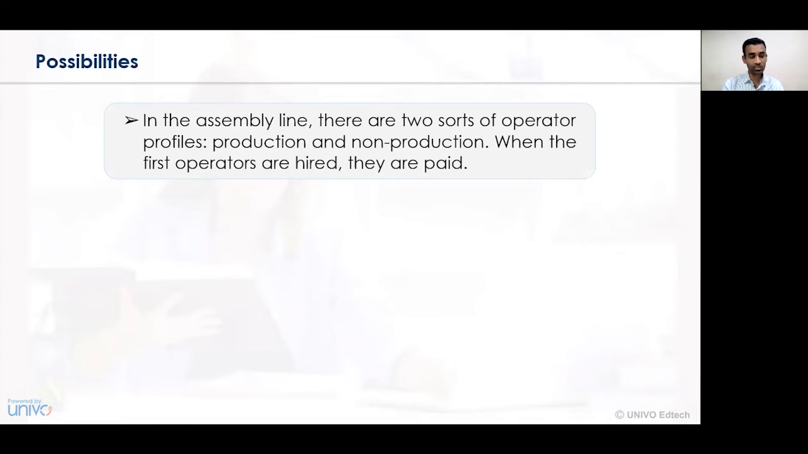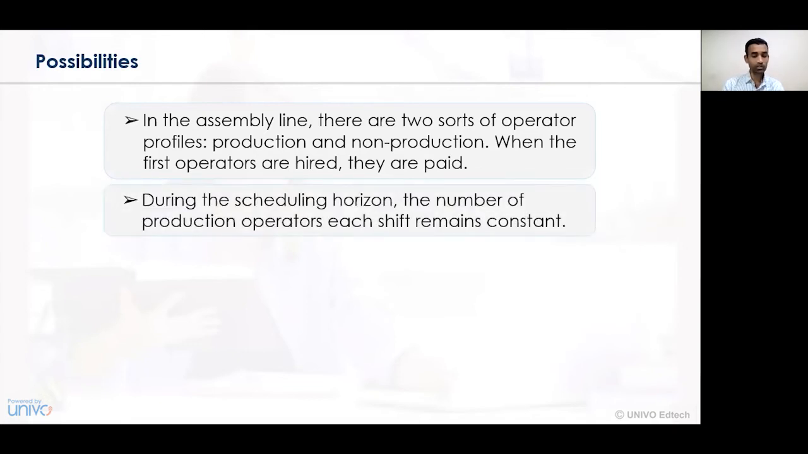Now let's understand the various possibilities with respect to the deployment or usage of activities in a certain organization. In the assembly line, there are two sorts of operator profiles: one, production, and the other, non-production. The first operators are paid very immediately. In this example, whenever there is a buffer line, wherever there is a production activity, that is the first operator employed, the payment is done very immediately.